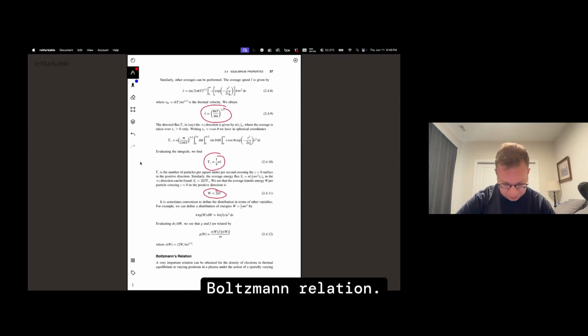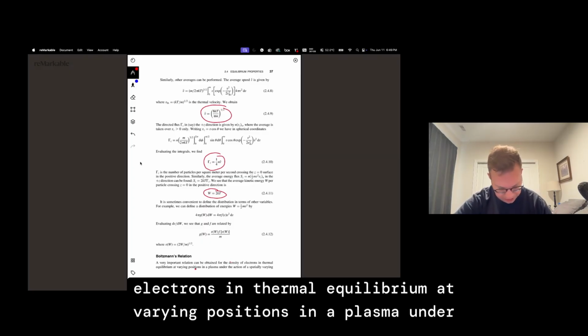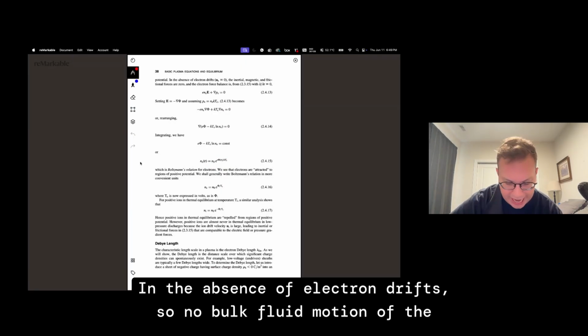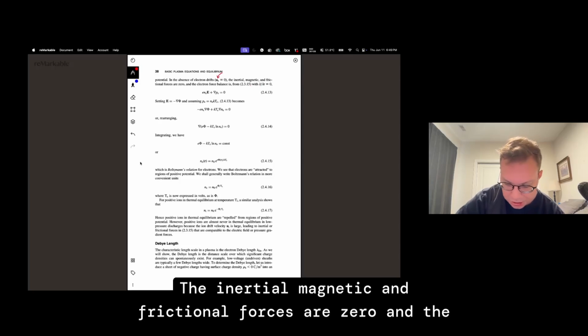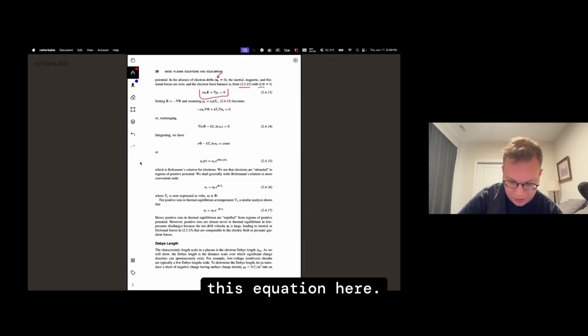All right, the Boltzmann relation. A very important relation can be obtained for the density of electrons in thermal equilibrium at varying positions in a plasma under the action of a spatially varying potential. In the absence of electron drifts, so no bulk fluid motion of the electrons, the inertial, magnetic, and frictional forces are zero, and the electron force balance from 2.3.15 in steady state is given by this equation here.